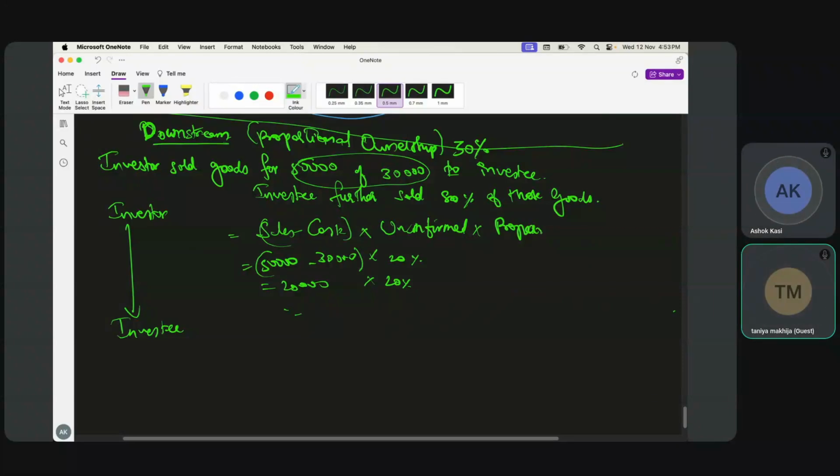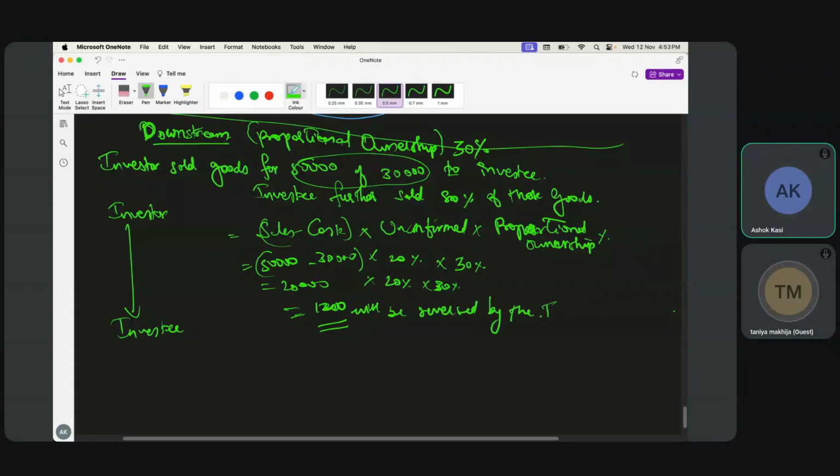Proportional ownership. This much will be reversed by the investor. Okay.